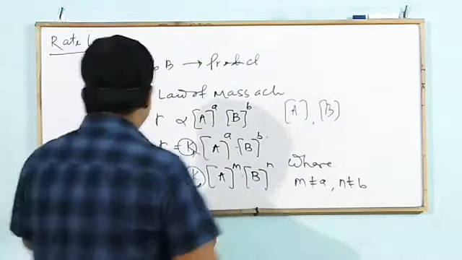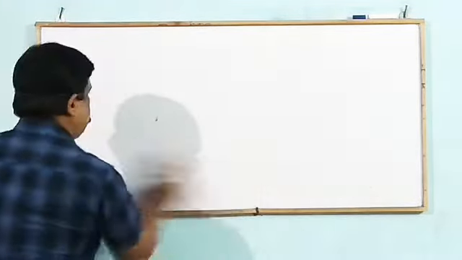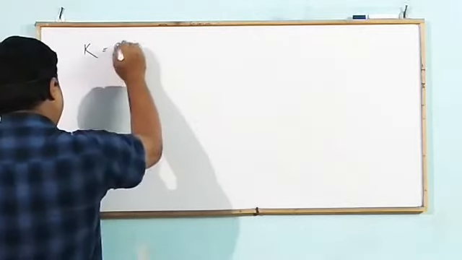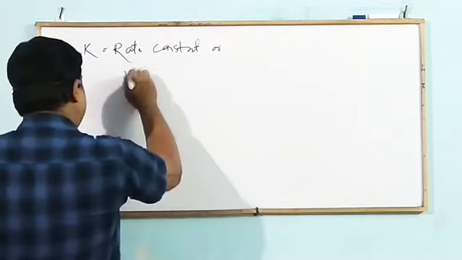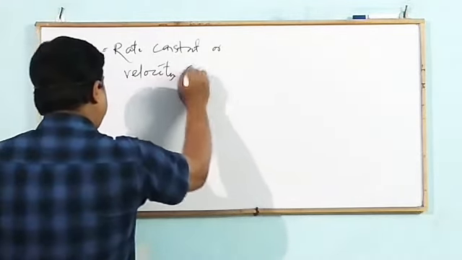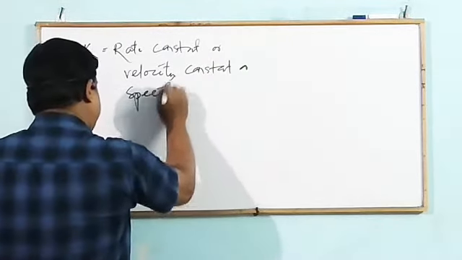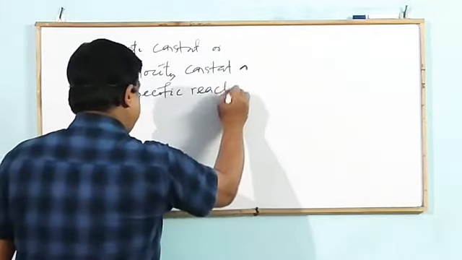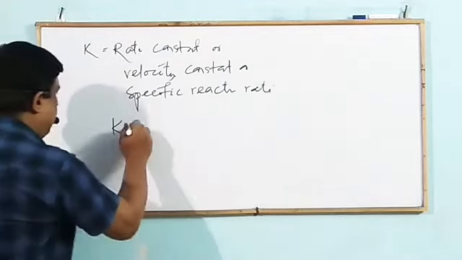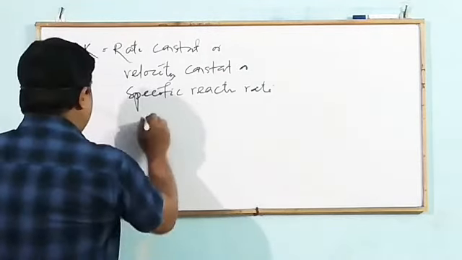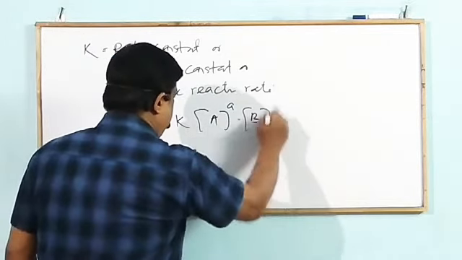I repeat again, this k is known as rate constant or velocity constant or specific reaction rate. Mark that, I repeat this expression again, that is R = k [A]^a [B]^b.